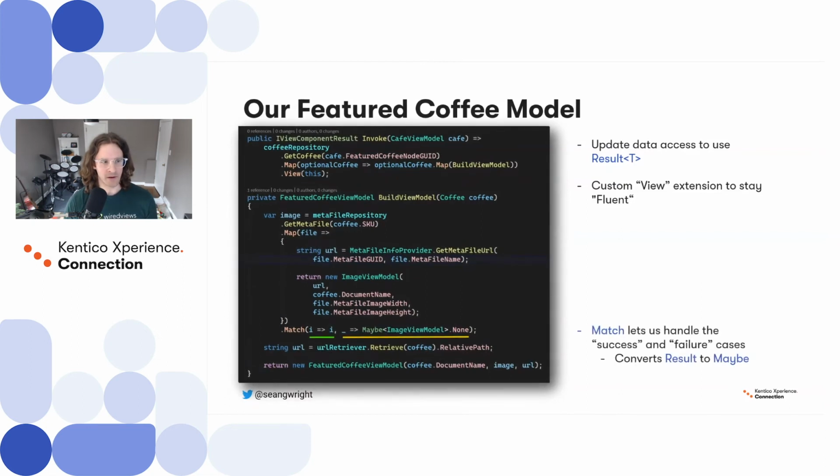And you can see here, down at the bottom, this metafile repository is going to return a result for get metafile, because the image for our featured coffee might not be there. However, we want to turn that into a maybe. So we're still able to choose the right tool for the job when we're doing our modeling. And this match method lets us convert from the result type to a maybe type. With these monads, you'll find that it's very easy to go back and forth between them.